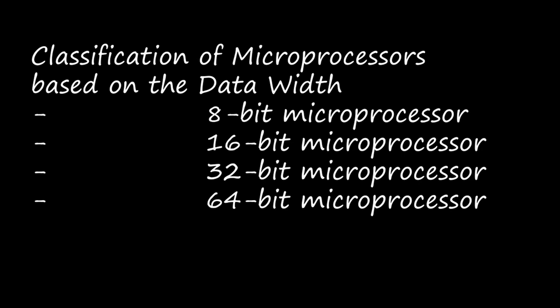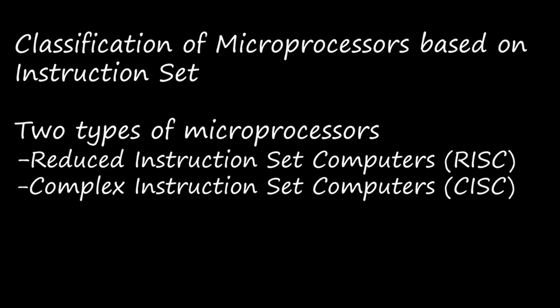If it is classified based on the data's width, we will say the classifications are 8-bit microprocessor, 16-bit microprocessor, 32-bit microprocessor, and 64-bit microprocessor. And the classification of microprocessors based on the instruction set is an important criterion which is considered when we are classifying the microprocessor.